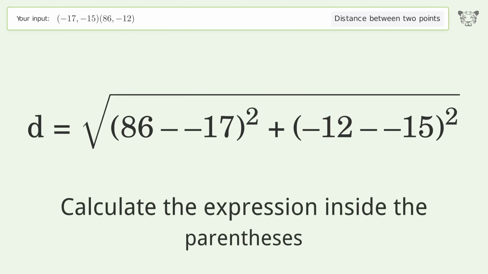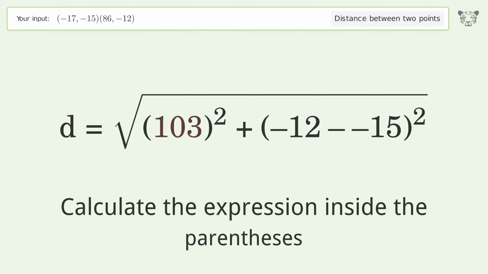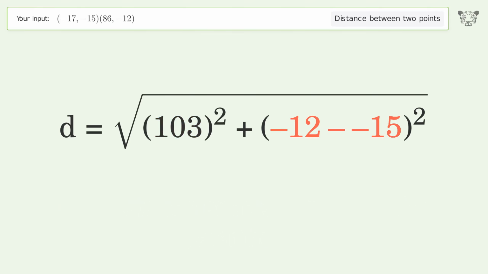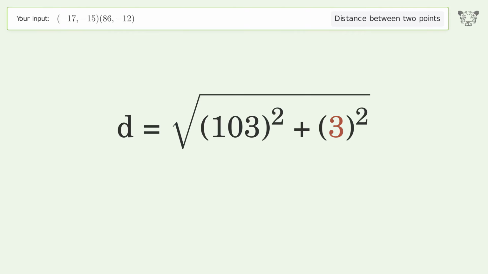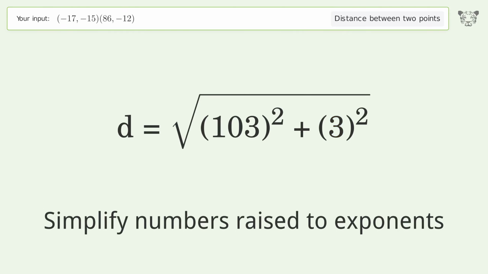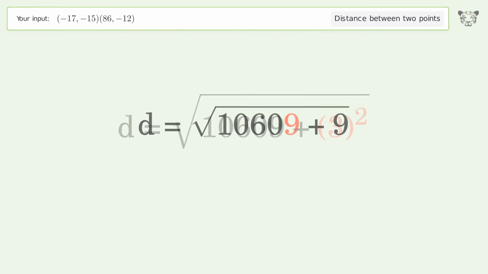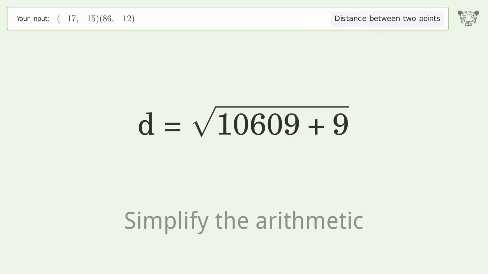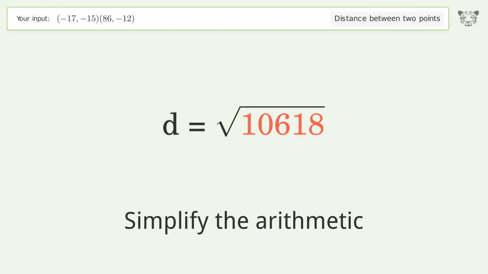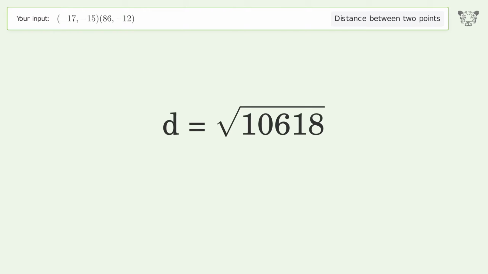Calculate the expression inside the parentheses. Simplify numbers raised to exponents. Simplify the arithmetic. And so the distance between the 2 points is the square root of 10,618, or 103.044.